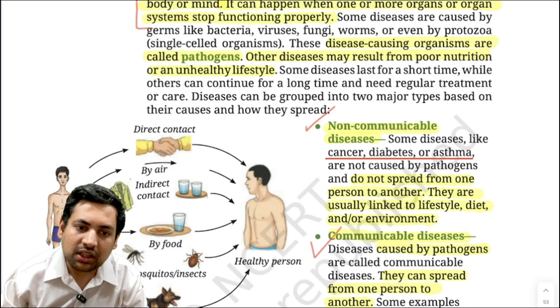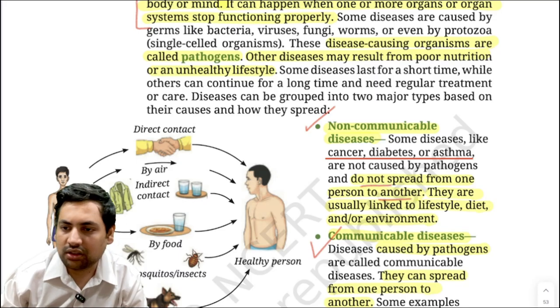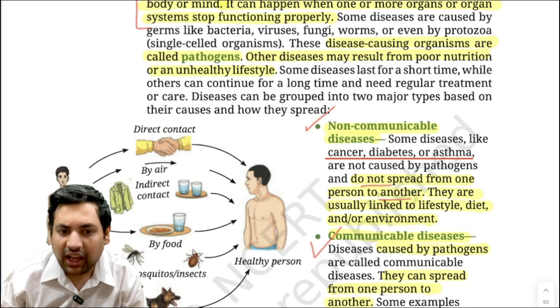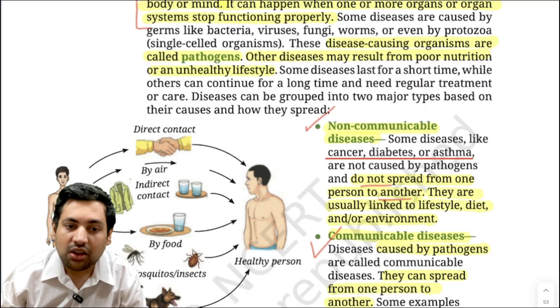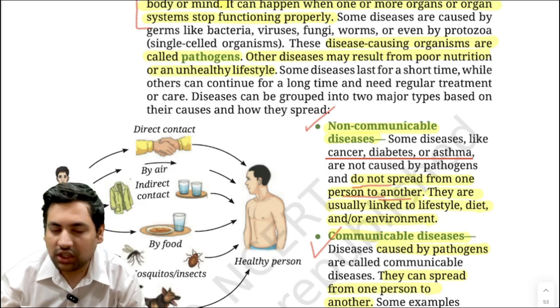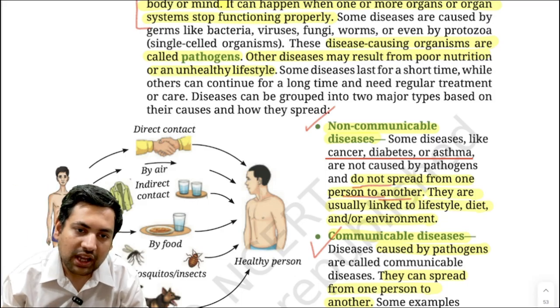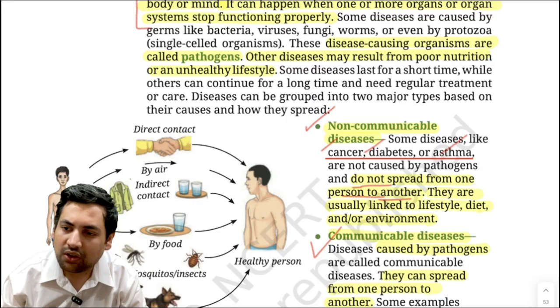Non-communicable means something that can spread from one person to another, like all these diseases that you have. Correct? Sorry, I said wrong. Non-communicable is something that does not spread from one person to another. That is why it is called non-communicable. So examples of this are cancer, diabetes, asthma, all this.